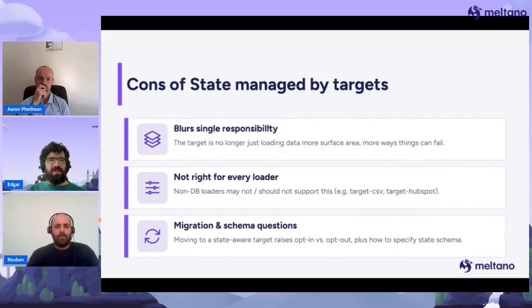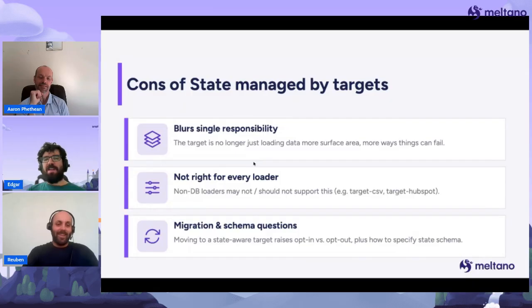Other issues here. I think we already went through this violation of single responsibility, which may or may not be true. We already kind of mentioned that not every system would support managing state, like target HubSpot, whereas you may be able to do it if you really want to. I don't know how you'd feel about your state being tracked in a CRM system. Definitely possible. Maybe a hack day thing.